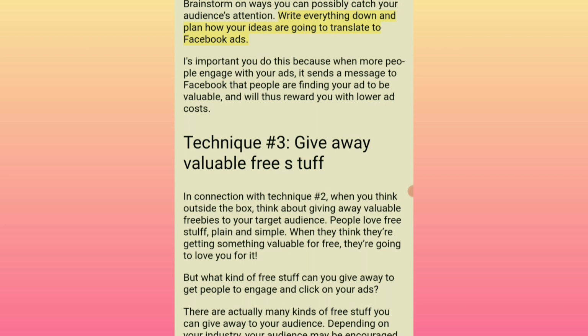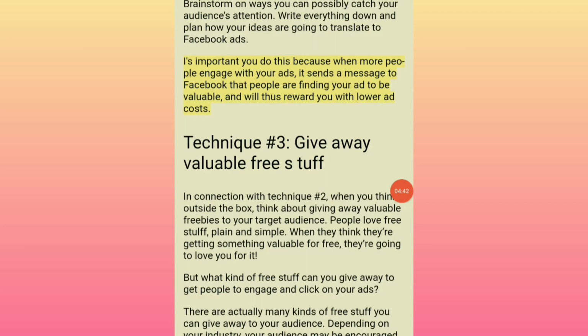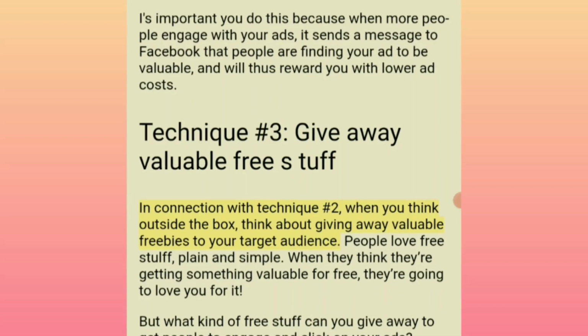Technique number 3. Give away valuable free stuff. In connection with technique number 2, when you think outside the box, think about giving away valuable freebies to your target audience. People love free stuff, plain and simple. When they think they're getting something valuable for free, they're going to love you for it. But what kind of free?